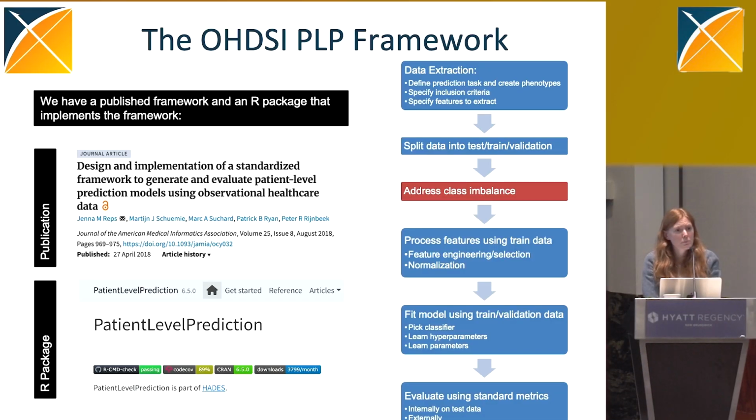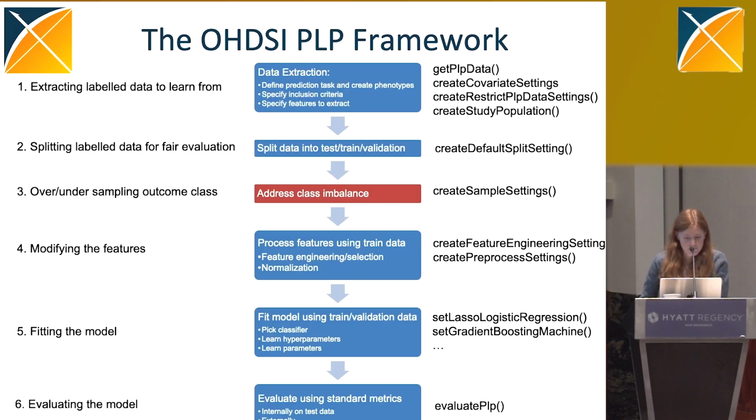So the patient-level prediction framework, it's a publication that we had in 2018 that explains how you go from the OMOP CDM to extracting the labeled data, learning a model, and actually evaluating the model in a standardized way, and being able to generate a model that you can share and do external validation at scale as well. We also have an R package that implements that framework that's maintained by AIC, and he also has a deep patient-level prediction package as well. So you can do lots of different models with those two packages.